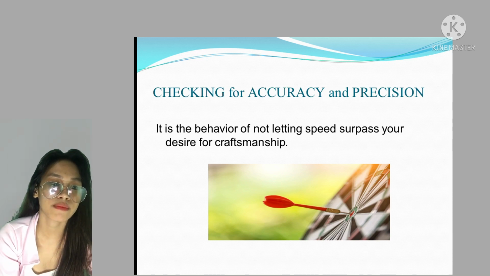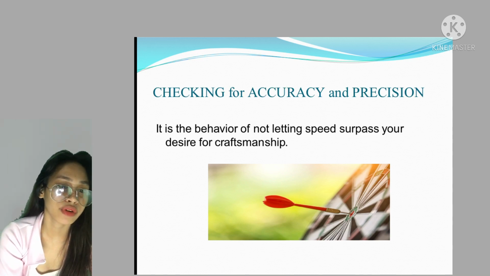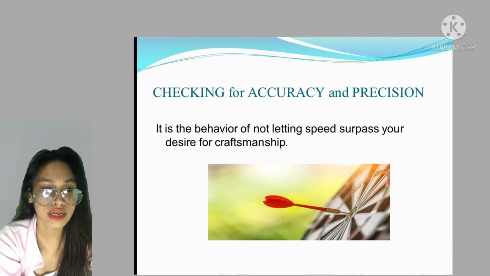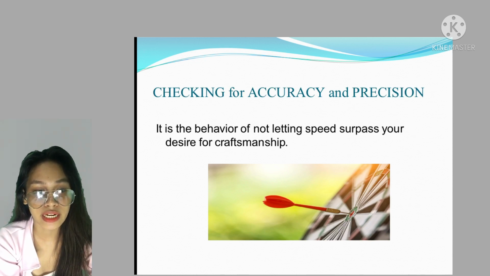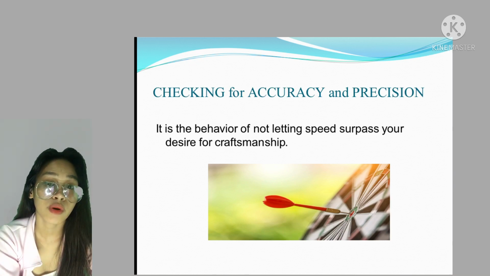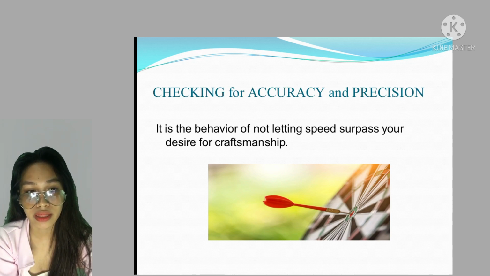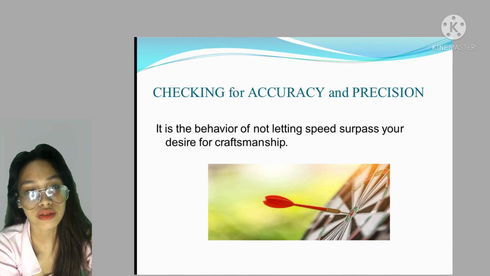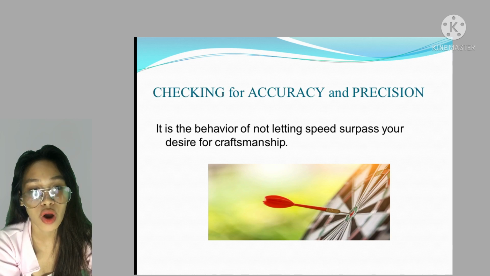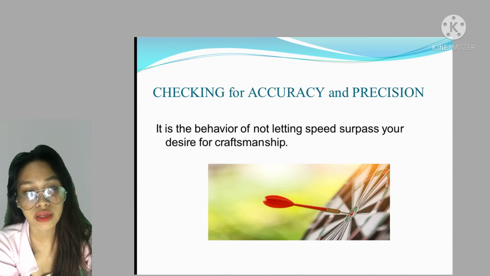Checking for accuracy and precision. It is a behavior of not letting speed surpass your desire for craftsmanship. Both accuracy and precision reflect how close a measurement is to an actual value, but accuracy reflects how close a measurement is to a known or accepted value, while precision reflects how reproducible measurements are, even if they are far from the accepted value.